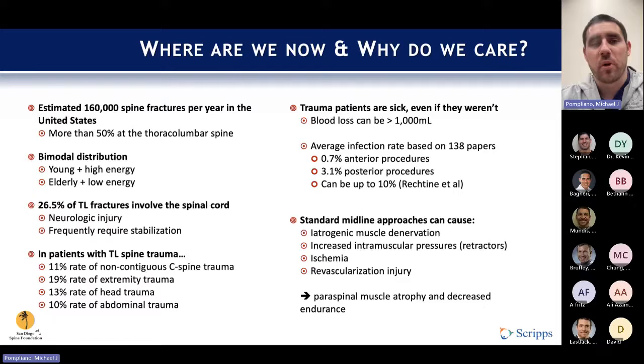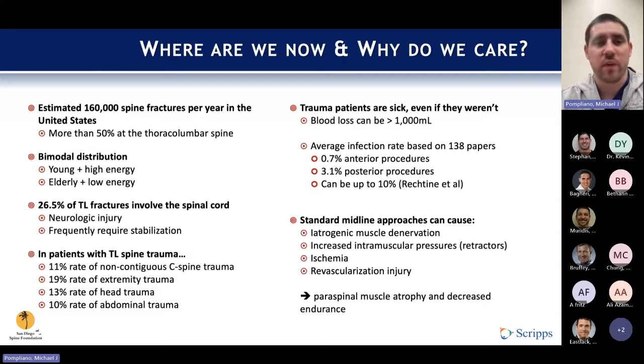Those can frequently require stabilization and surgical fixation. These patients also typically have additional injuries outside of the thoracolumbar spine, so either a non-continuous injury in the cervical spine or additional head or extremity trauma. You can get trauma to the thorax and abdomen as well. These patients are sick, is another thing to keep in mind. That's also part of where this application can show its strength.